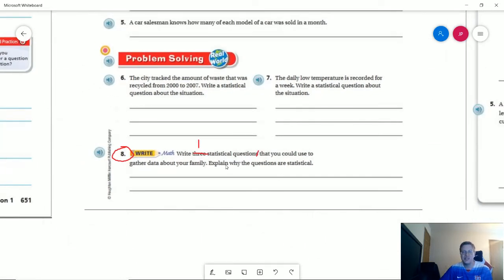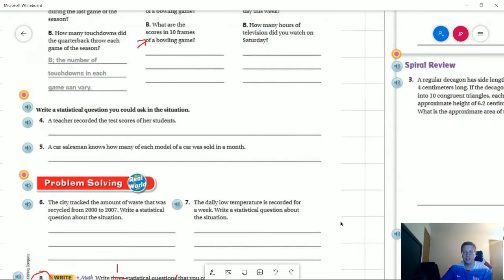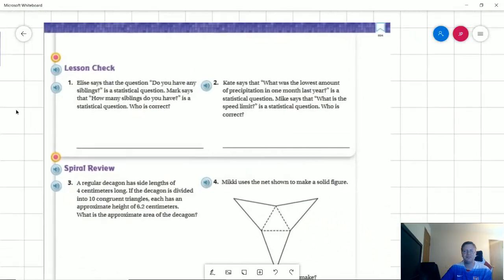But that could be a statistical question because it's going to ask about every single person. So it's either going to be a yes or no for each person, and then the number of people that could be involved with that would be different from, say, the family of the person that's watching this. So I'm not asking about just one specific thing. So that could be a potential thing that you could do for that.